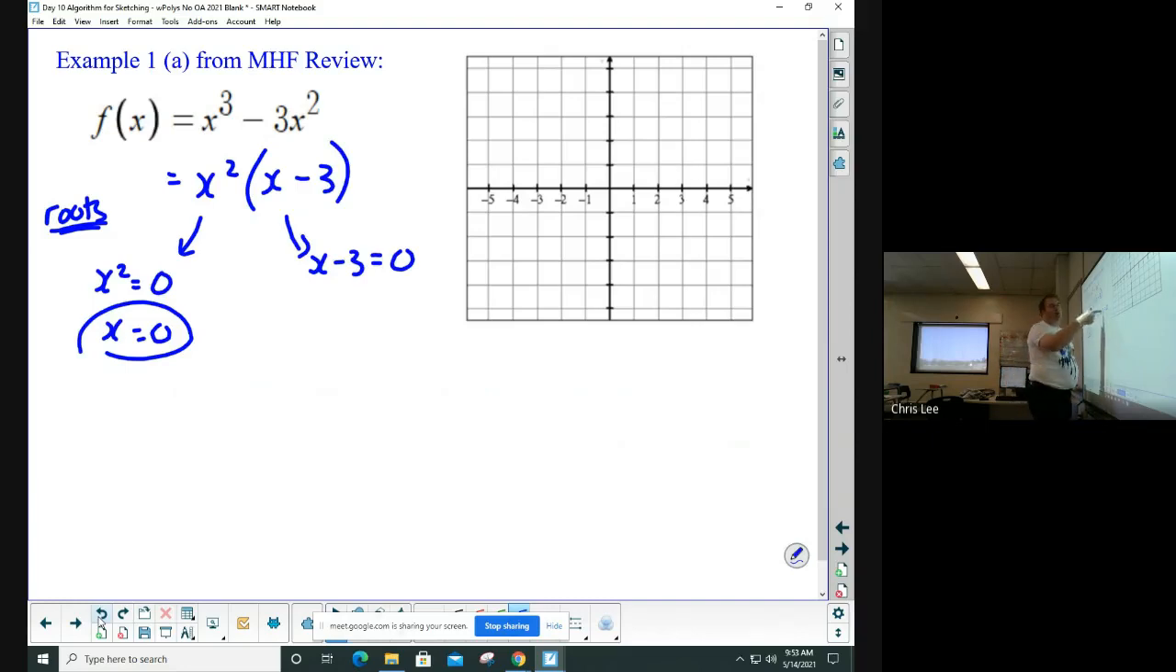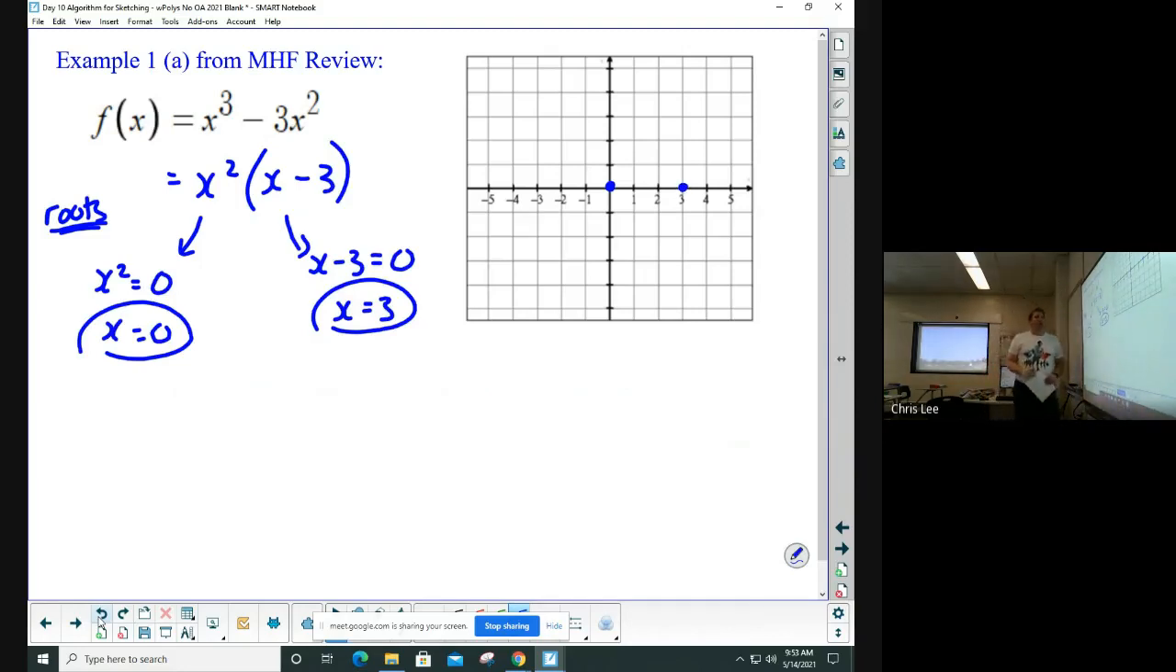And again, you probably won't write down this line, x minus 3 equals 0, because you're getting so good at seeing that the root from that factor is 3. So those are the roots. We know already those 2 points. So I'm going to plot those onto my graph here. Something's going to happen at 0, and something's going to happen at 3.